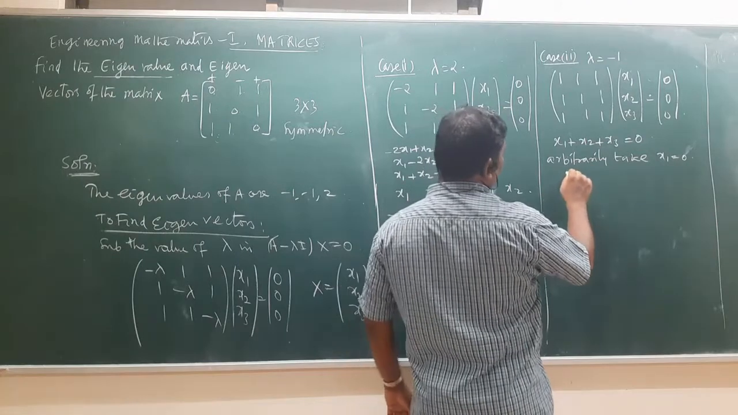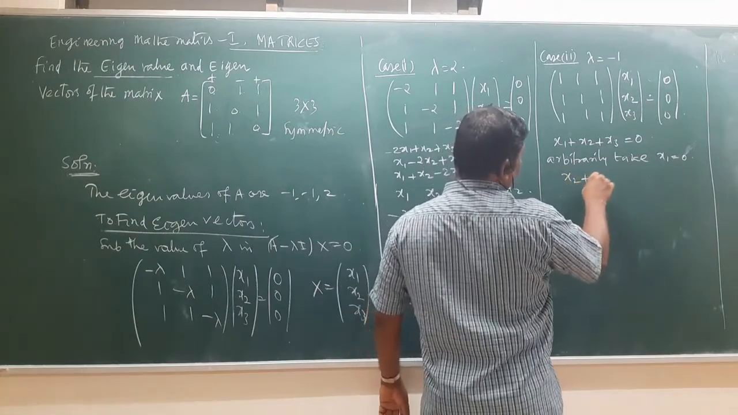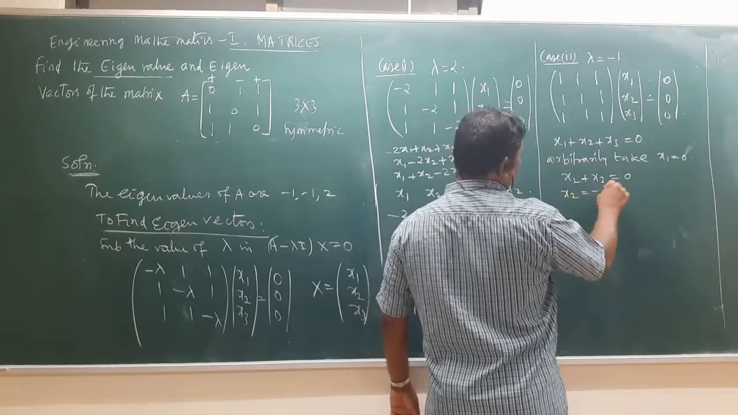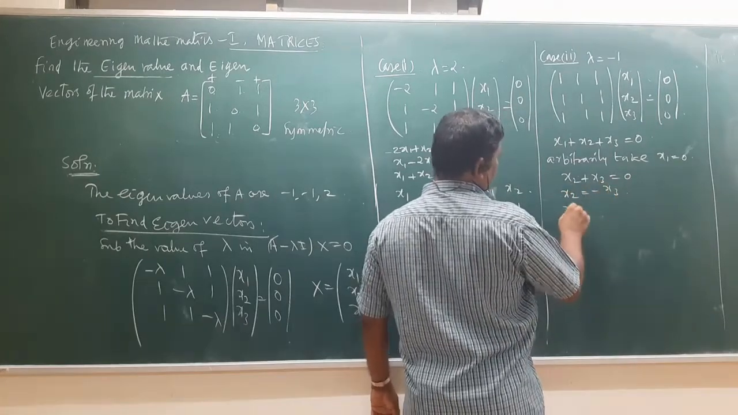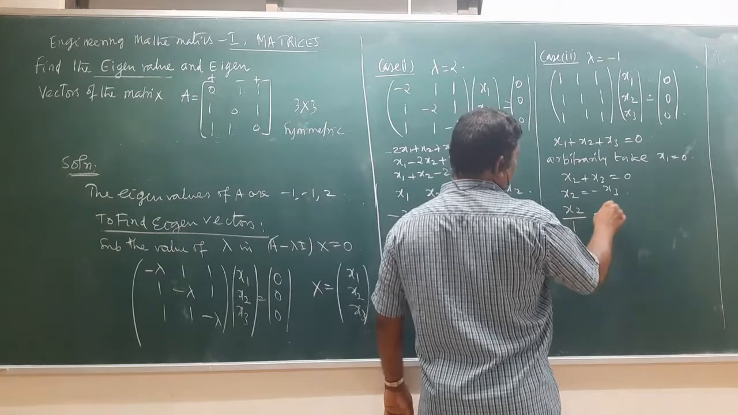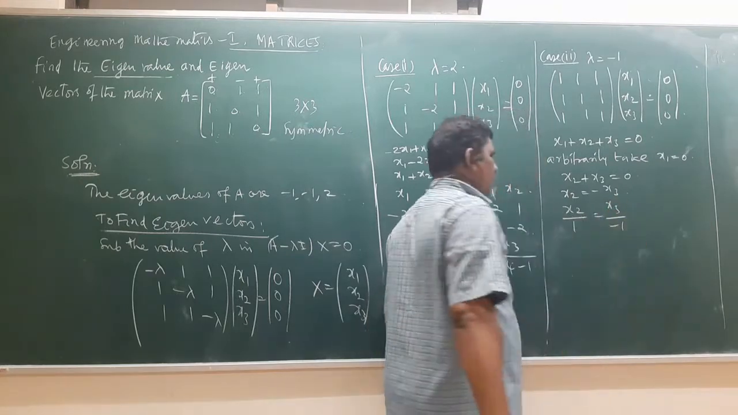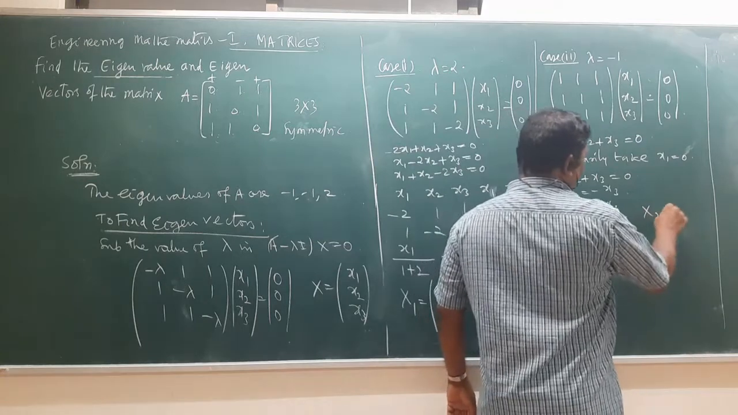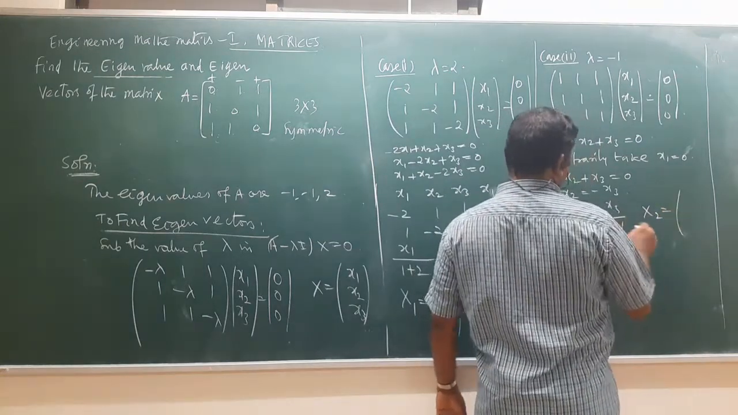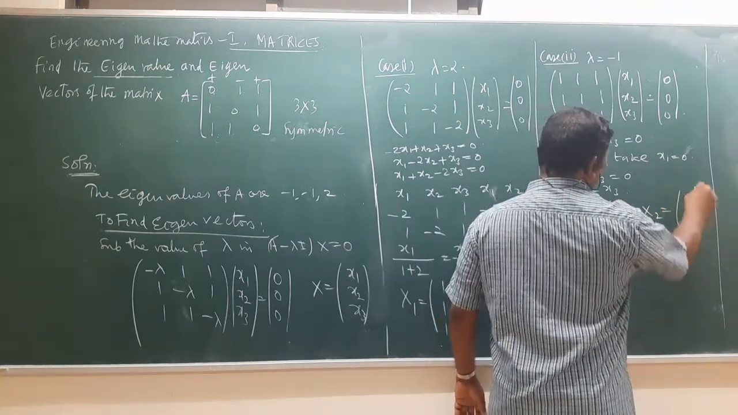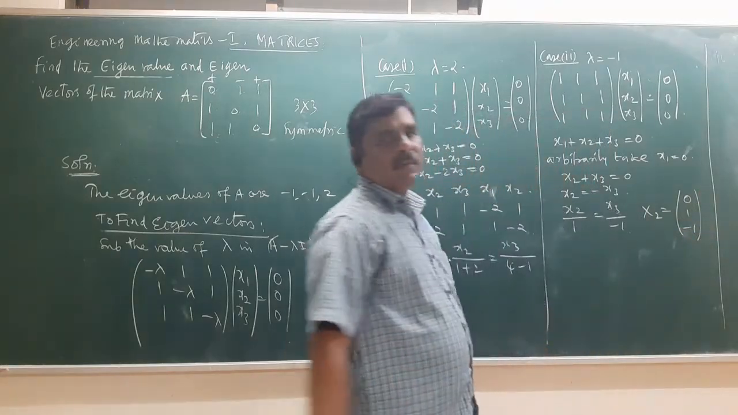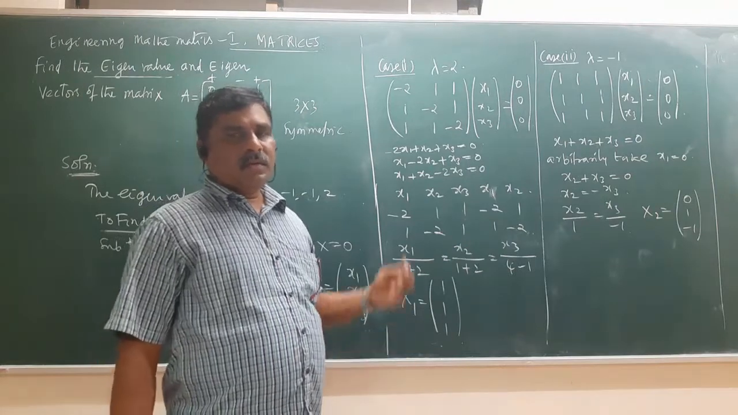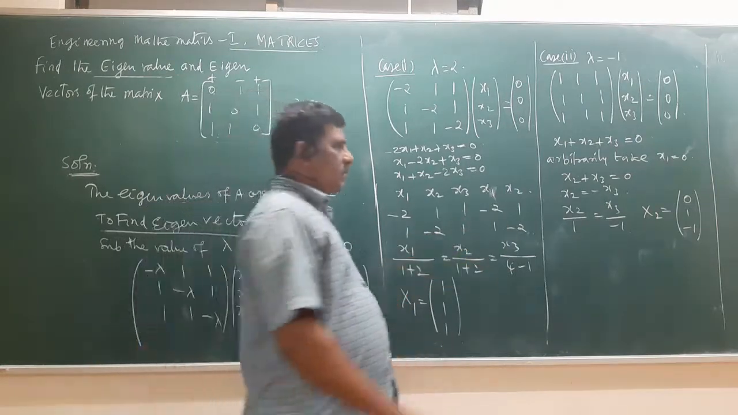Therefore, x2 plus x3 equal to 0, x2 equal to minus x3. Then we can get x2 by 1 equal to x3 by minus 1. So the second eigenvector is x2 equal to 0, 1, minus 1.